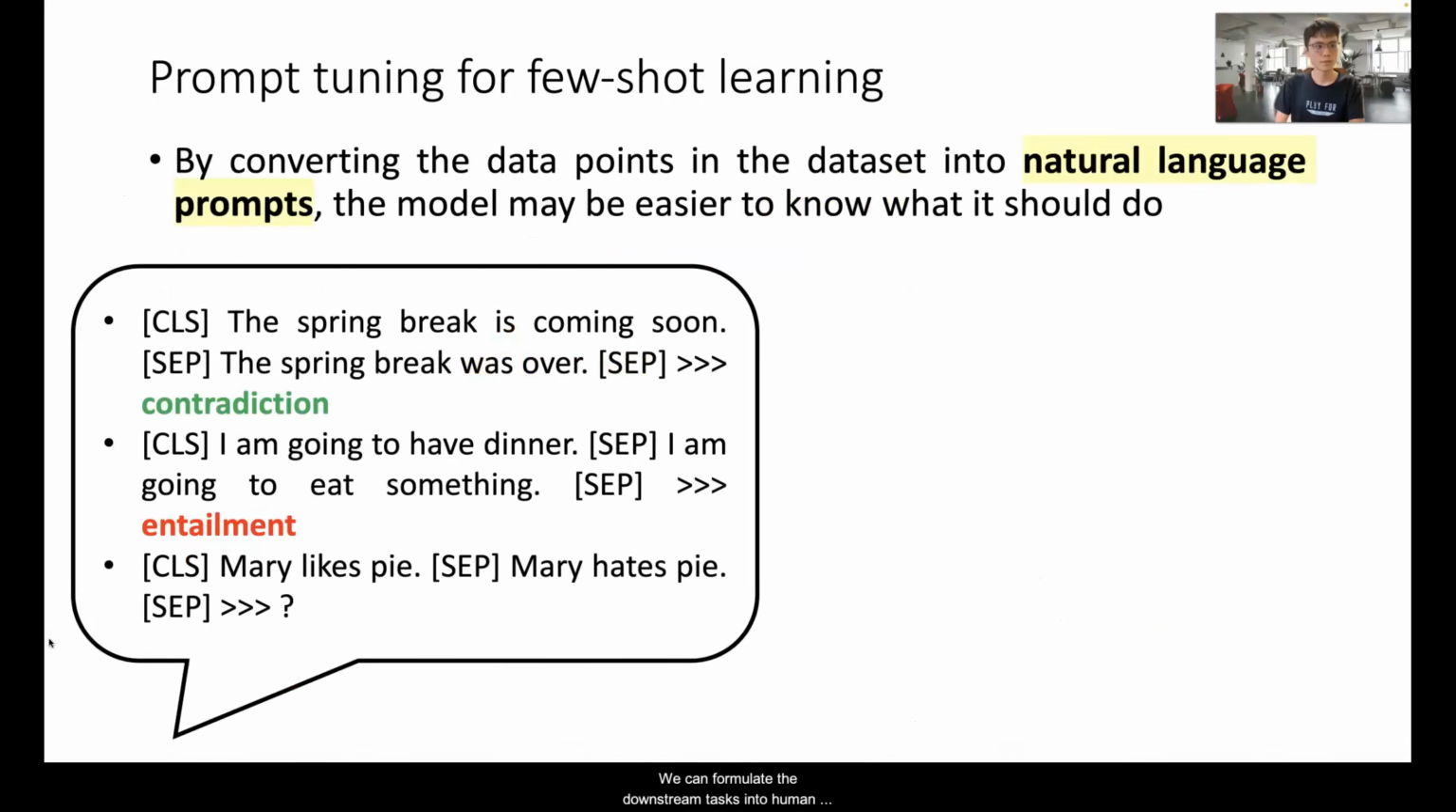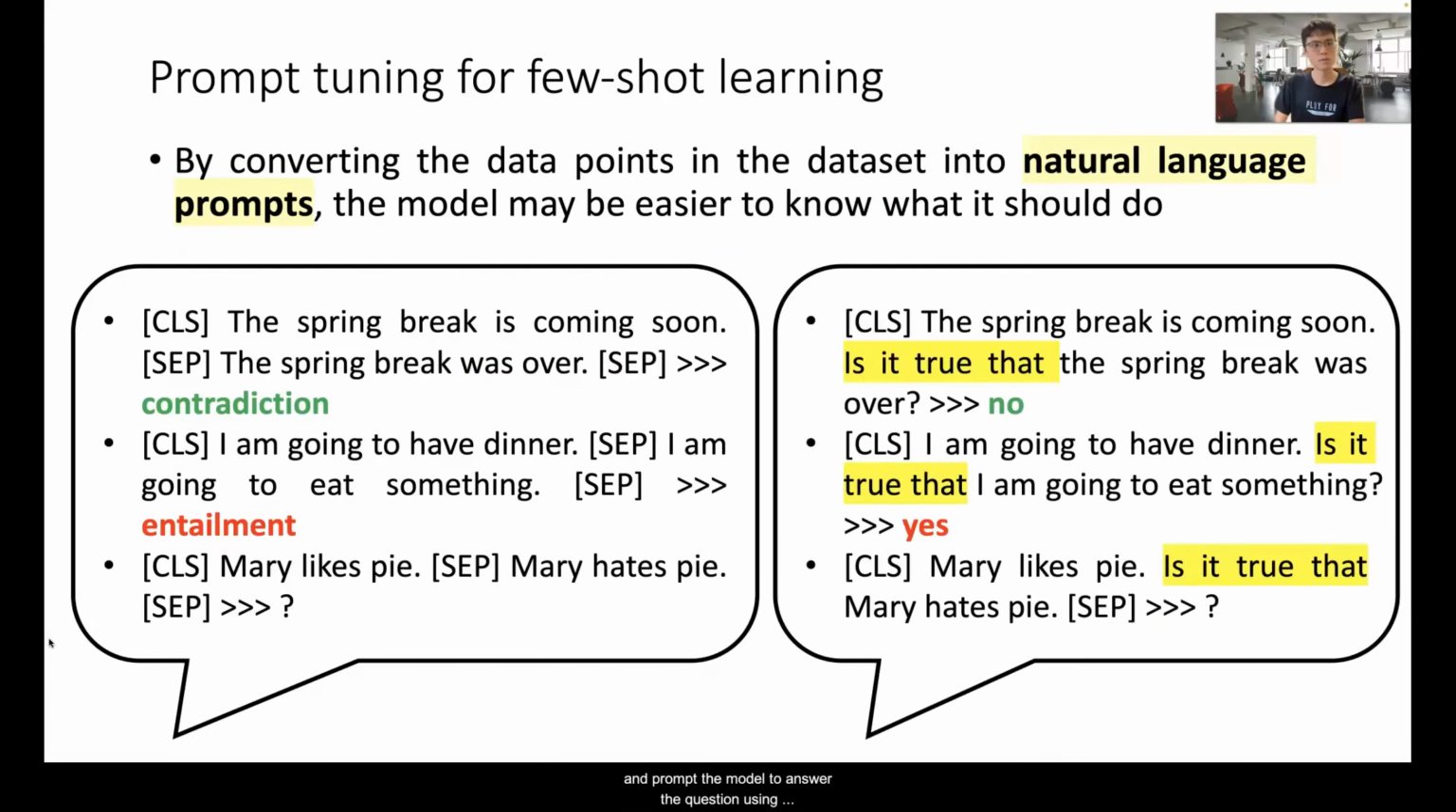We can format the downstream tasks into human language questions and prompt the models to answer the questions using human language. The natural language prompts should be easier for the model to understand because during pre-training, the model has already understood human language to a certain extent, so the model can better use this ability gained in pre-training. Moreover, in prompt tuning, the downstream task will be formatted just like the pre-training task, so the model can better use the knowledge learned during pre-training. I will explain this part in more detail later.